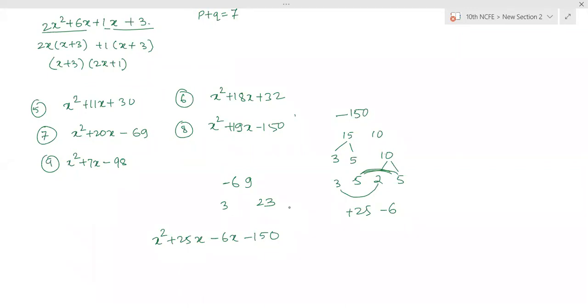Ma'am, is the 8th question answer x minus 6 into x plus 25? Yes, right. x minus 6 and x plus 25. Ninth one done? Ma'am, doing. Ma'am, is it x plus 14 into x minus 7? Yes, right. x plus 14 and x minus 7.